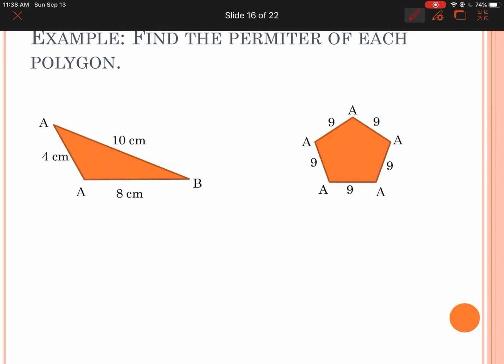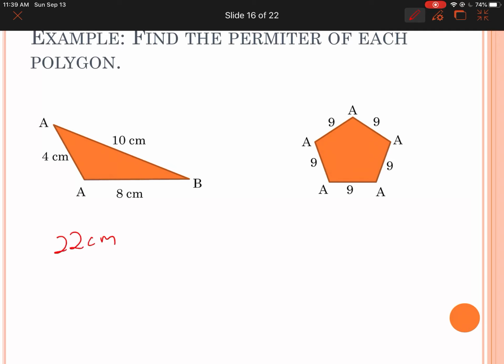So find the perimeter of each polygon. Well, this triangle has 3 lengths. We add those up, 10 plus 8 plus 4. 10 plus 8 is 18 plus 4 is 22, so this is 22 centimeters.